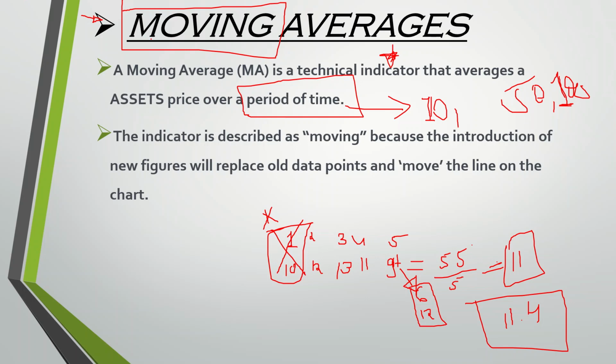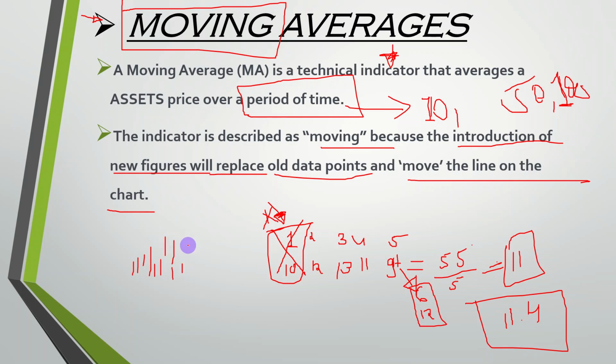The technical indicator is described as moving because the introduction of new figures replaces old data points. As soon as new points are added, it replaces the first point that was added with the new data point. And it moves like a line on the chart. If this is a candlestick chart with candles forming, the moving average will display as a line on the chart.